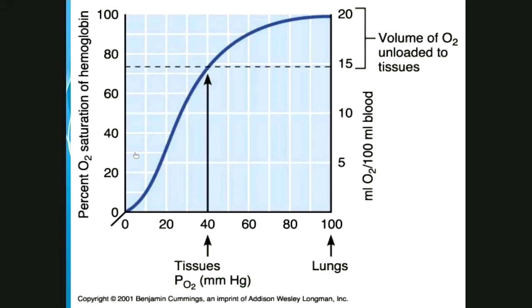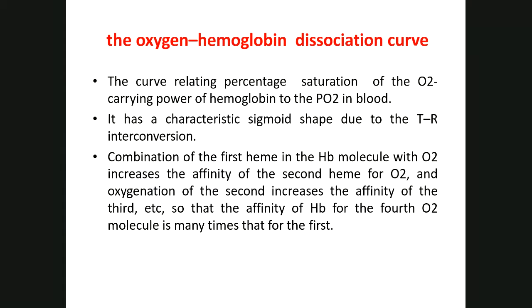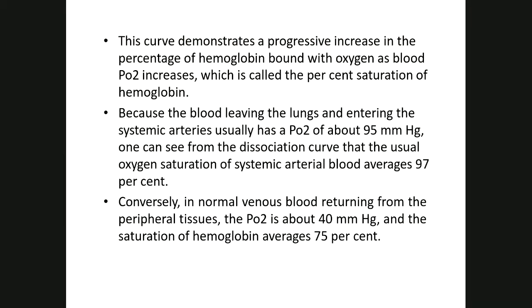So here, the saturation is on the vertical axis, and here is the partial pressure of oxygen. The lower partial pressure of oxygen is on the venous side, in tissues, while higher partial pressures are in the lung. And this relationship is a sigmoid shape. The reason for this sigmoid shape is the T and R configuration of the hemoglobin. You just need to understand that this curve can shift to the right or to the left depending on the situation inside our body.